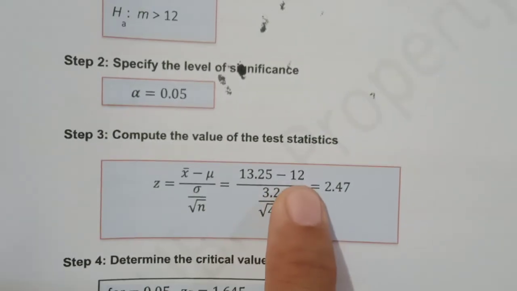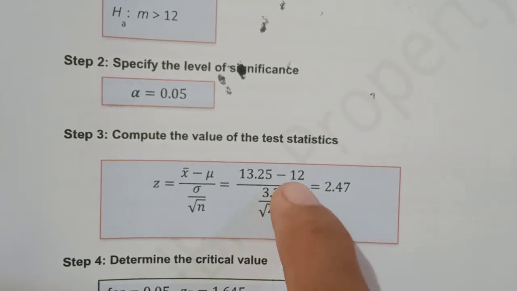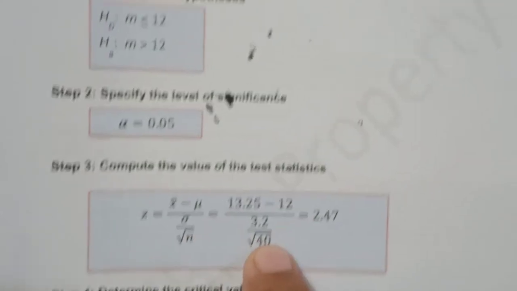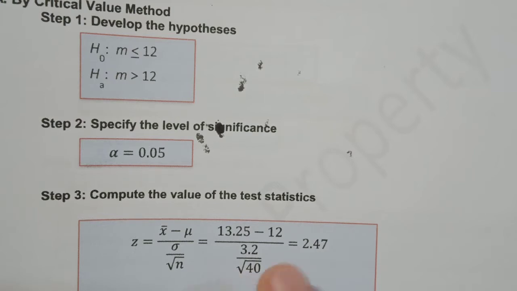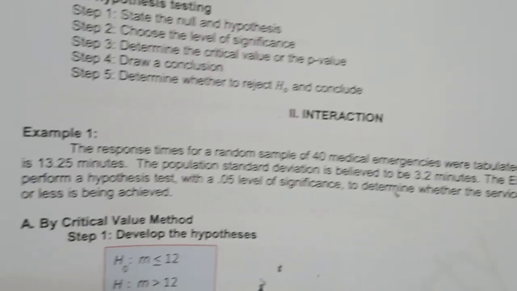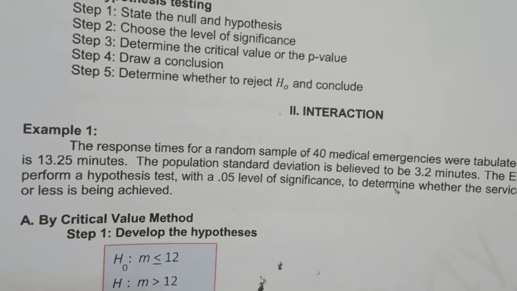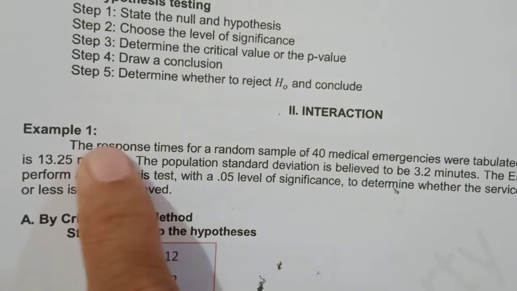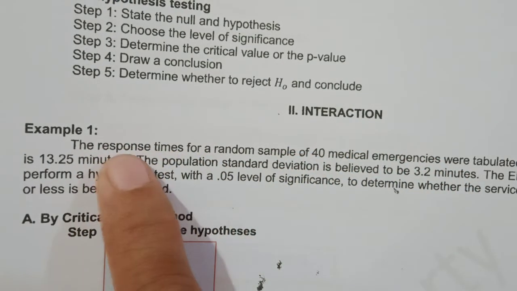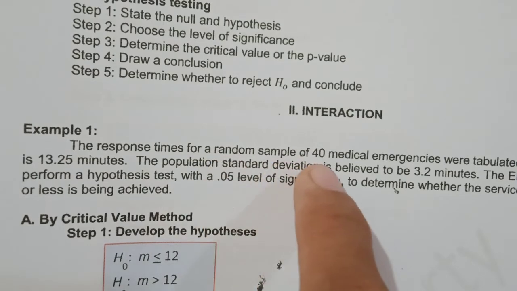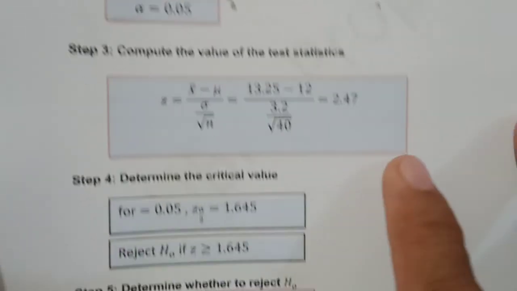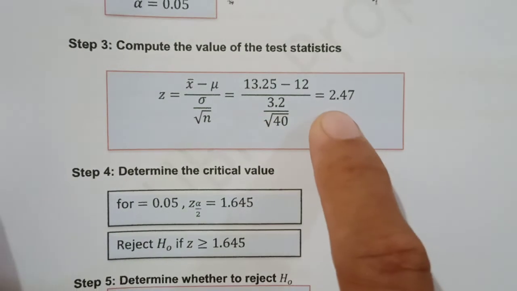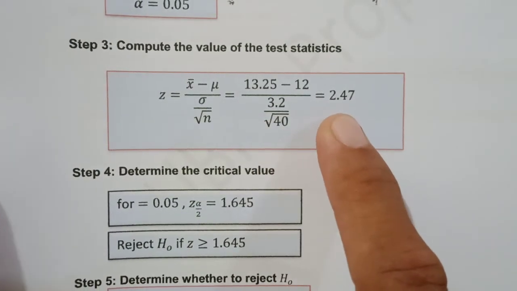Ang ating population mean, nakalagay din ito sa null hypothesis, 12, minus 12 over the standard deviation 3.2 divided by square root of 40, yung bilang, yung number of n. The response times for a random sample of 40 medical emergencies. Yan, so 40 ang ating n. So ipapalit lang natin, ang nakuhang Z ay 2.47.